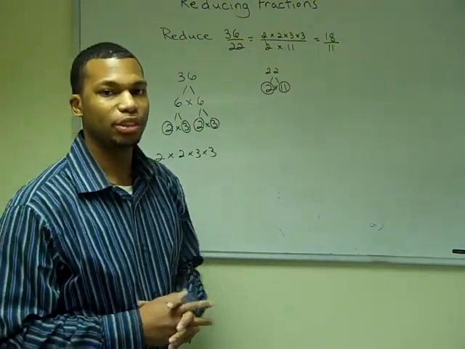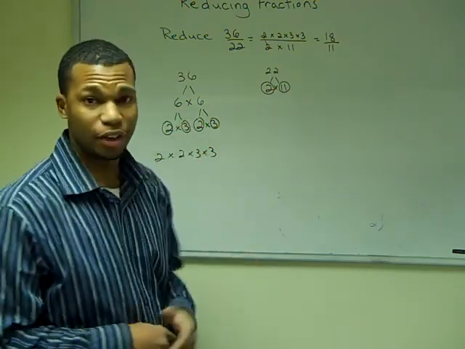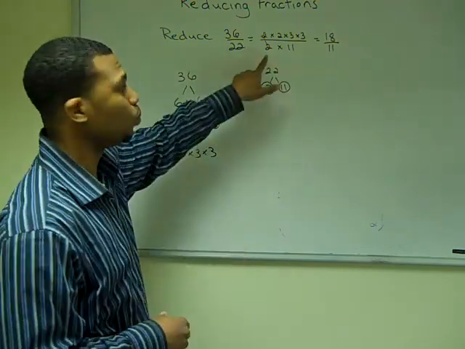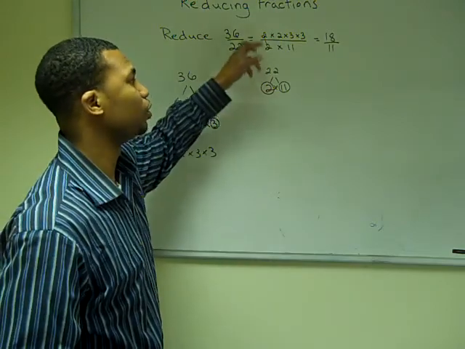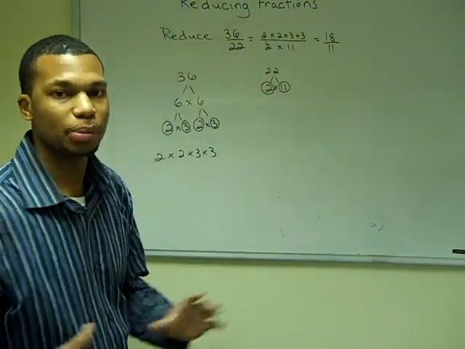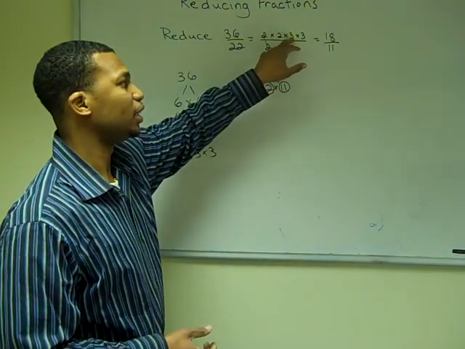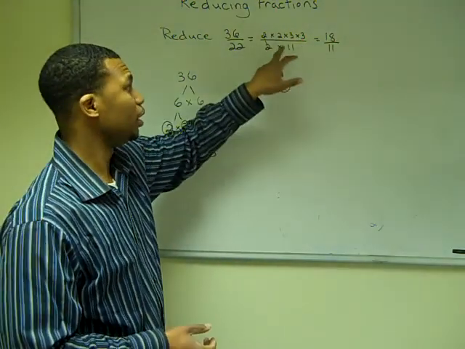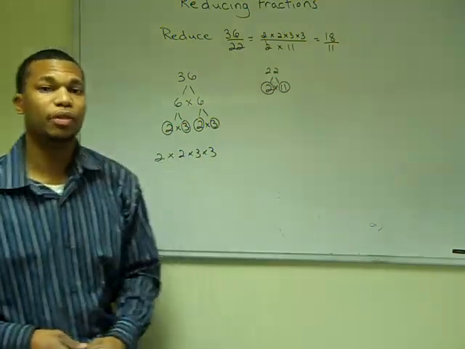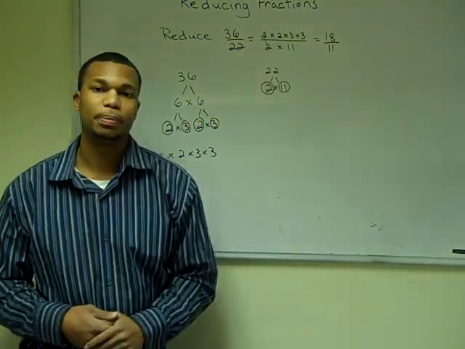Now last step is the fun step. Now we're going to get rid of our 1s. Well, we only had one in this case, which is 2 over 2. So we get rid of those, multiply our results. So 2 times 3 is 6, and 6 times 3 is 18, and 11 is 11. And there we go. That's our fraction reduced.